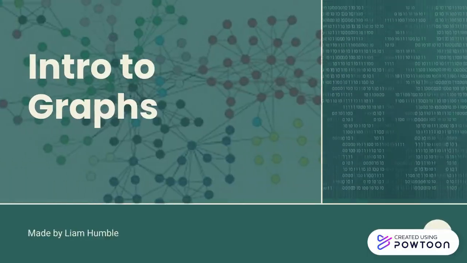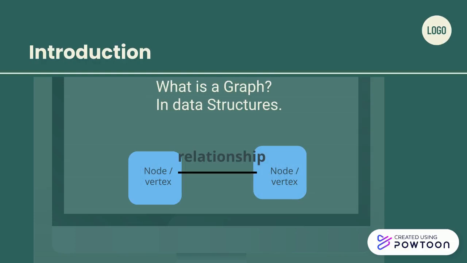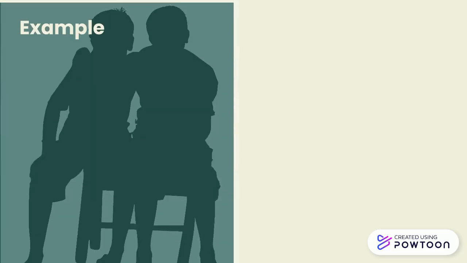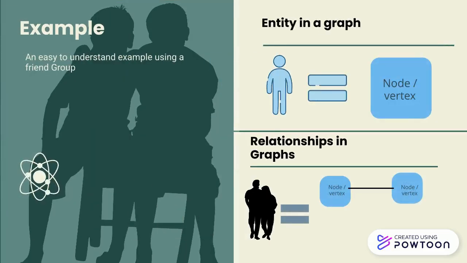What is a graph? A graph is a data structure made for displaying the relationship between many or one entities. Entities are usually connected through lines that are called edges, and entities are represented as nodes or vertexes within the graph. Relationships can be a directed graph or a graph that is undirected, meaning that there is no hierarchy or order to them. For example, an easy to understand example would be understanding a friend group.